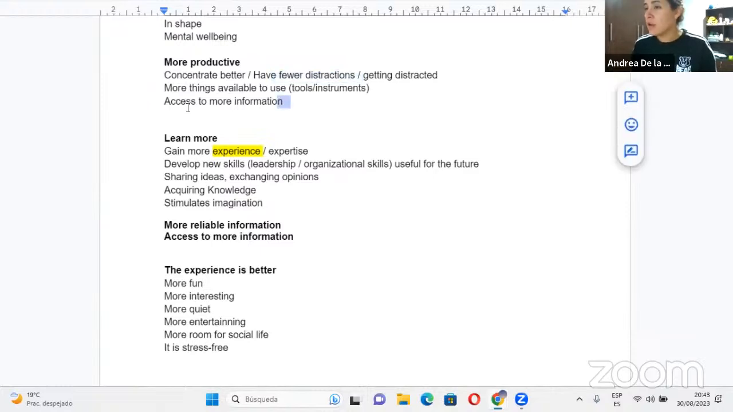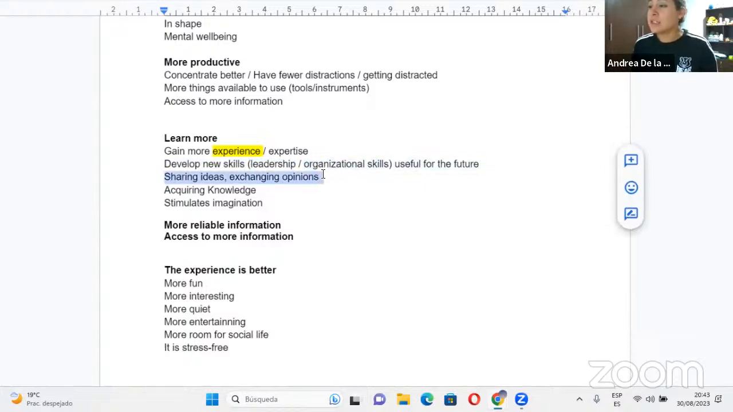more information. And this is what Franklin was doing, right? About learning more. So for example, developing new skills was the reason that he was using. So that reason, you're going to use it for other questions as well. So developing skills, you can talk about what skills you're developing. You're developing leadership skills, organizational skills, problem-solving skills.